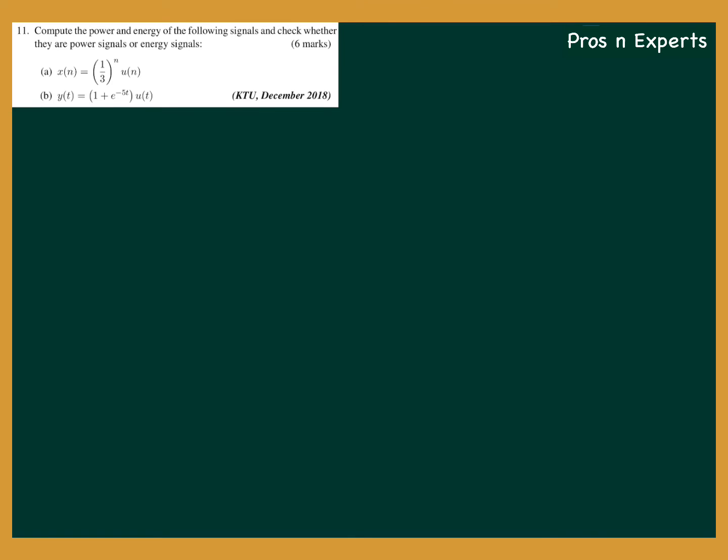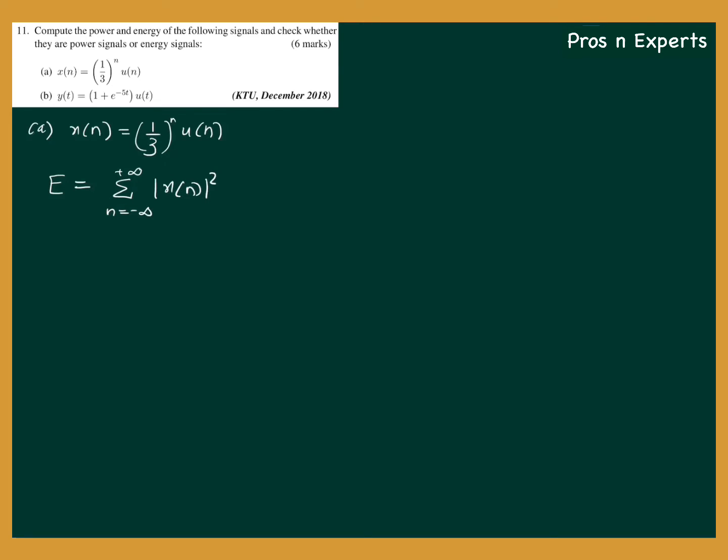Alright, let us start with the next question. Compute the power and energy of the following signals and check whether they are power signals or energy signals. The first question among this is x of n equal to 1 by 3 raised to n u of n. On a single look, it is clear that the signal is a non-periodic signal. So it could be an energy signal. And let us start with finding the energy of the signal, which is given by E equal to sigma over n equal to minus infinity to plus infinity mod x of n square.